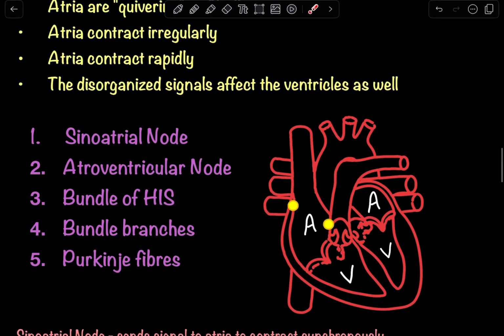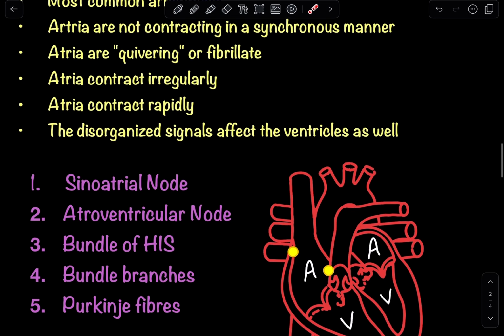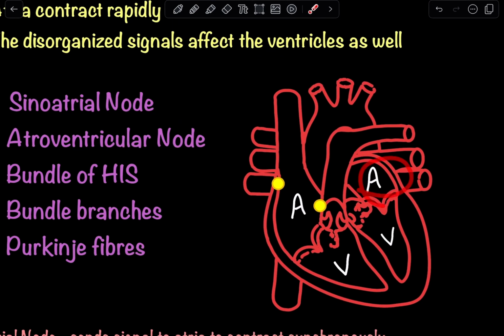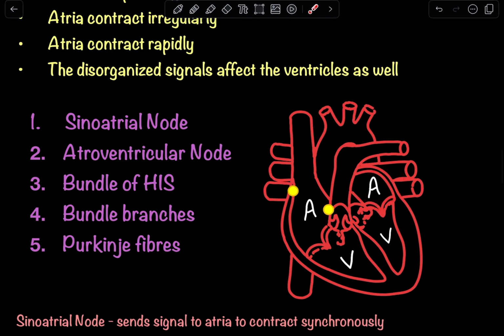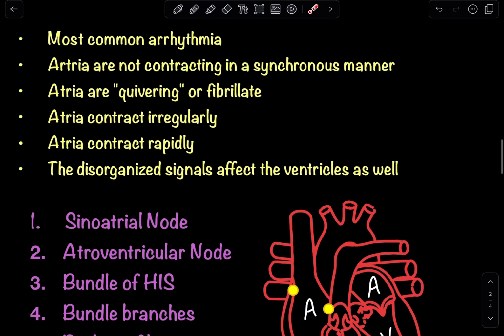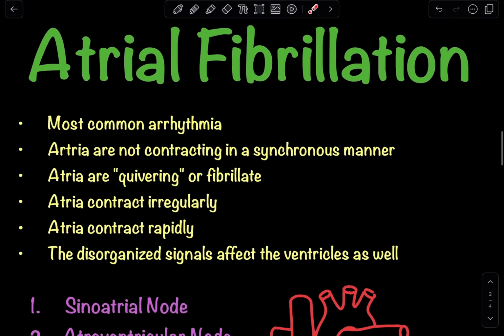Now, one of the main concerns about atrial fibrillation is the potential for clot formation, especially in the left atrium. And once that clot forms, there is the risk of the clot reaching the brain and causing a stroke, which can be very detrimental. But that is essentially AFib.